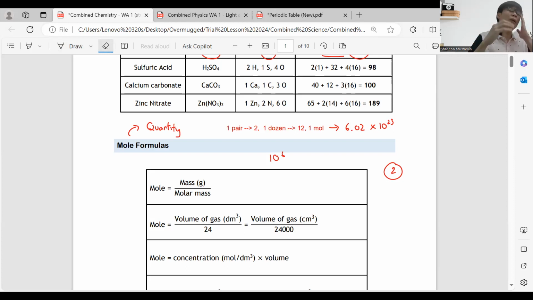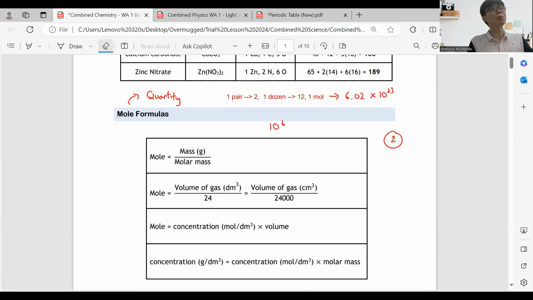So logically speaking, if you have more moles of substance, more quantity of substance, your mass will increase. More quantity should have higher mass. Similarly, if you have more moles of gas, it should occupy a larger volume. That's the logic behind it. If you have more moles, more substance dissolved inside a liquid, we say that it's more concentrated because there are more particles dissolved in the solution.